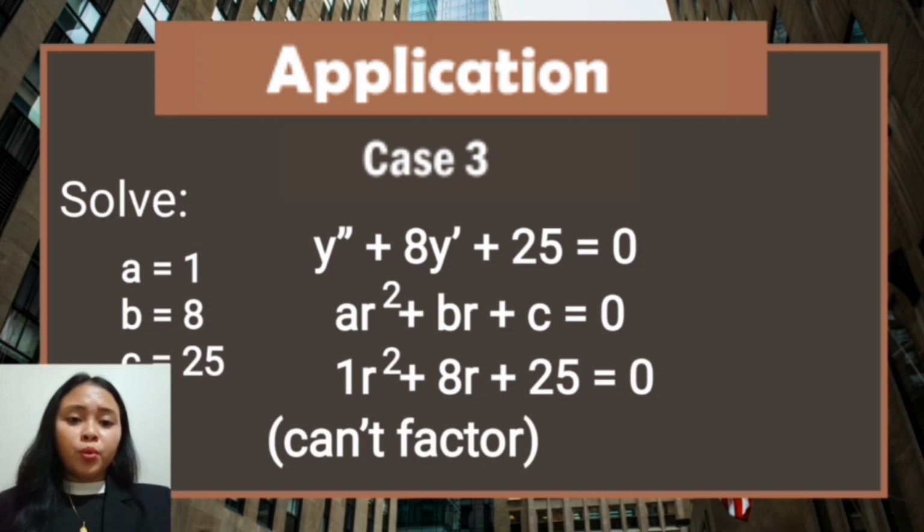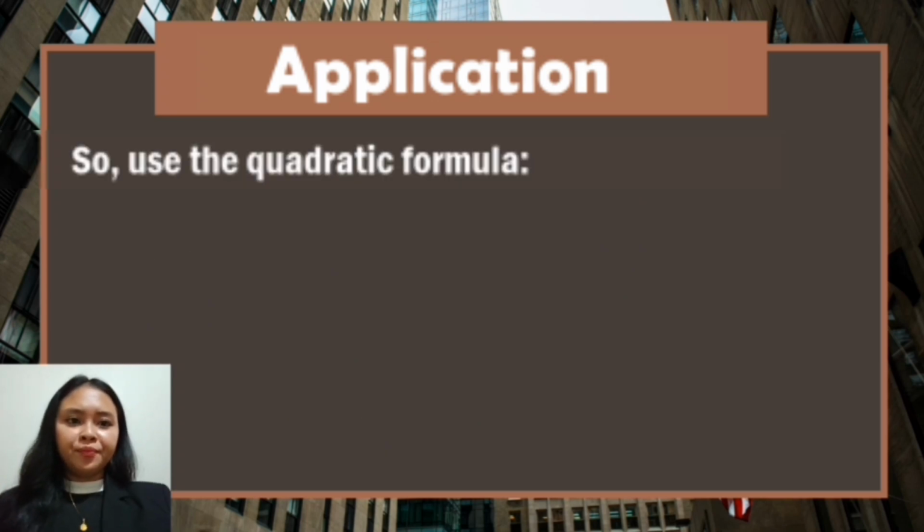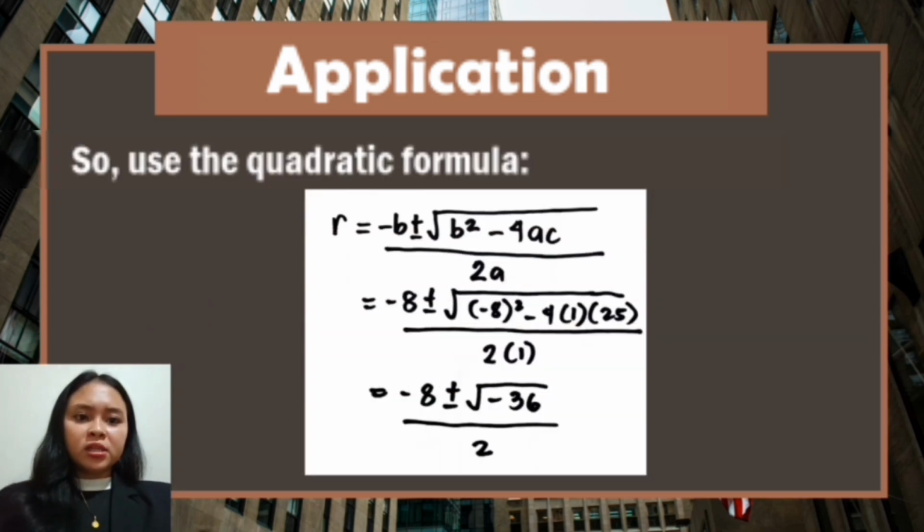Okay, so we are going to use the quadratic formula. So we have r is equal to negative b plus or minus the square root of b squared minus 4ac, over 2a. So this is our formula to get the value of r.